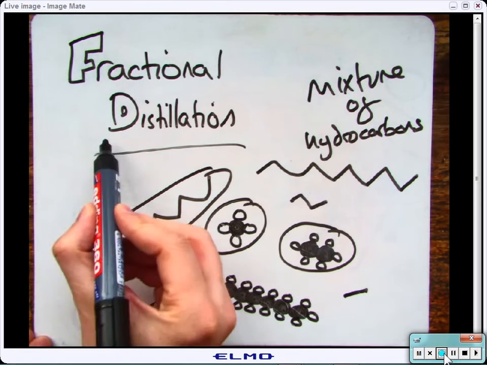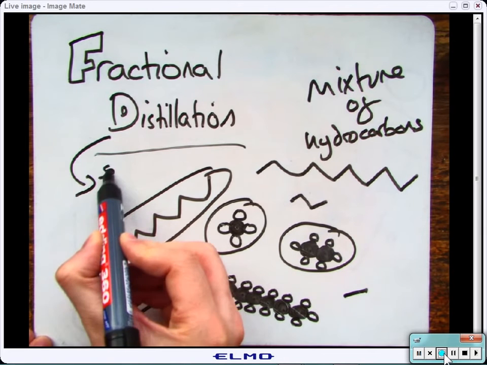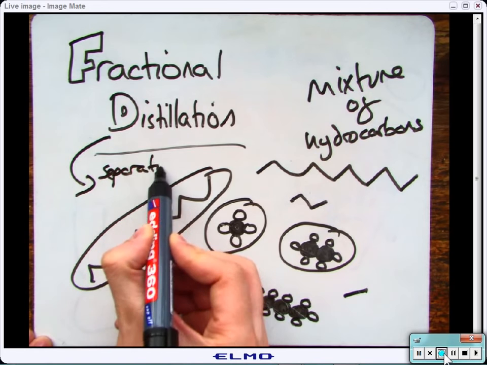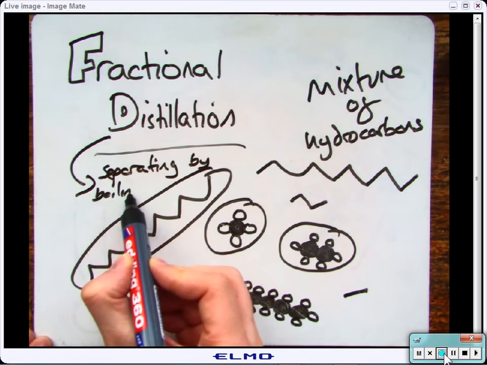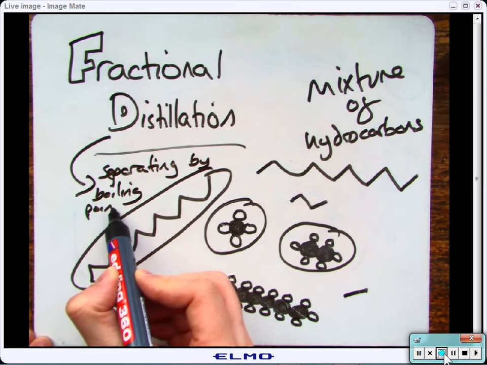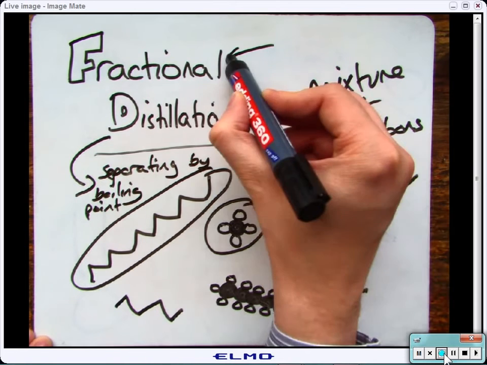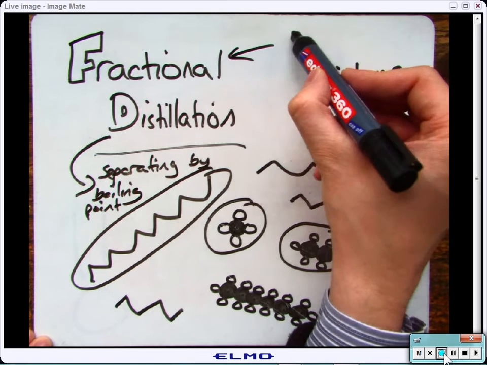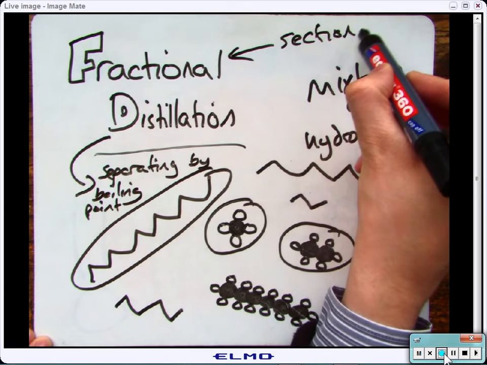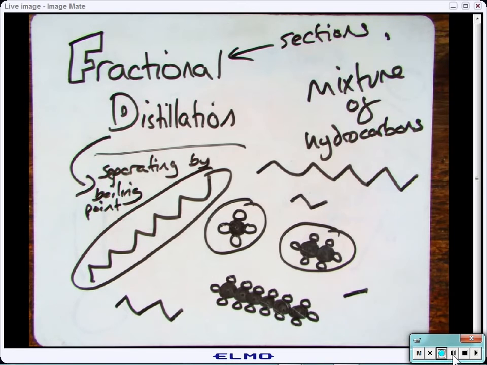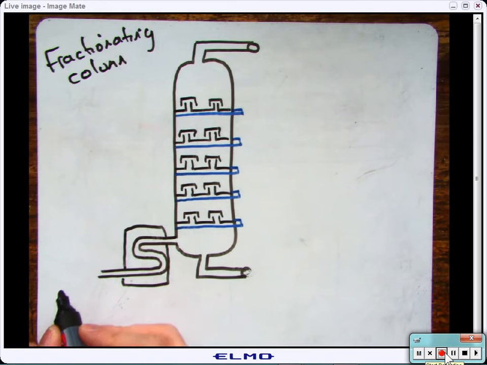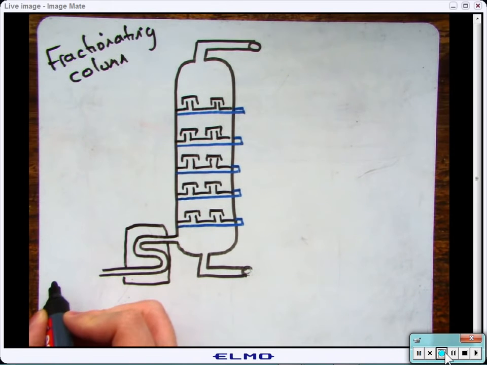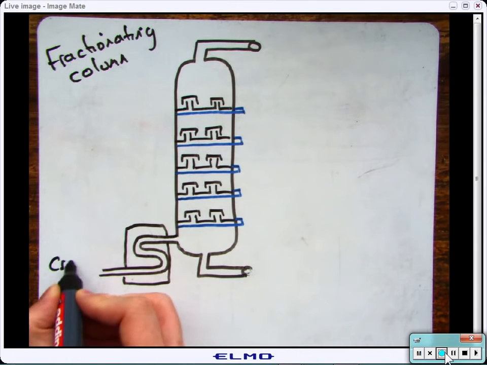Distillation, separating by boiling point, and the fractional part means different fractions, different sections. And I'll show you how that works now. So we start off with this, which is a fractionating column. We put our crude oil, our mixture of all the different hydrocarbons, in here.